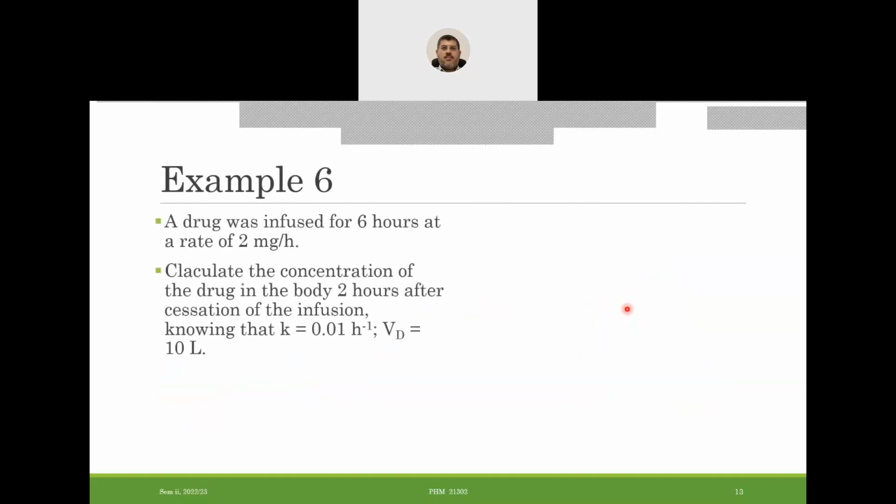We practice with an example. A drug was infused for 6 hours at a rate of 2 milligram per hour. Calculate the concentration of the drug in the body 2 hours after cessation of the infusion. The infusion continued for 6 hours, and then you want to calculate the concentration 2 hours later. So it will be a two-step calculation. Number one is to calculate the concentration at the end of the infusion, the 6 hours period, using the steady state equation.